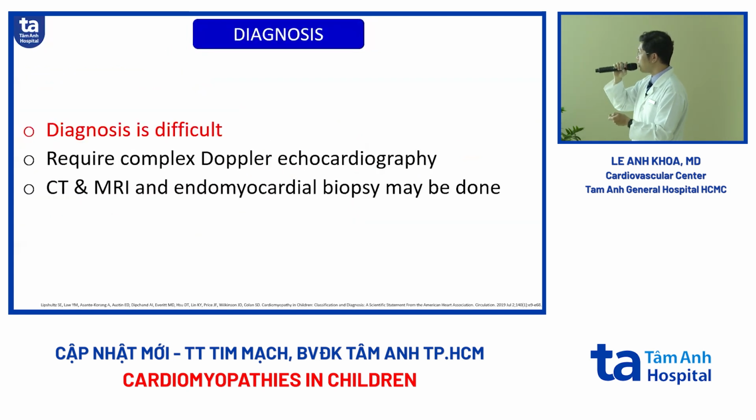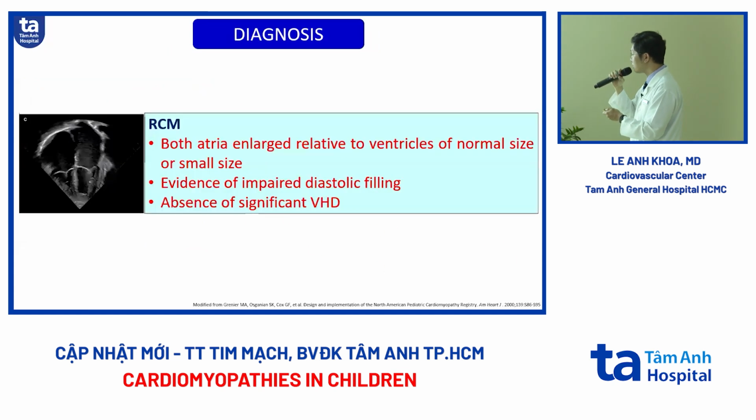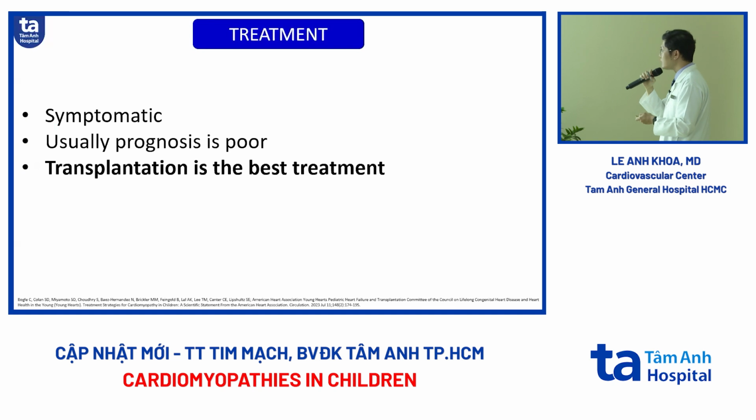The diagnosis of RCM is very difficult and requires complex Doppler echocardiography, CT and MRI, or maybe endomyocardial biopsy may be done. And this table summarizes the criteria for diagnosis of RCM. The treatment is just symptomatic, and the prognosis of RCM is poor, and transplantation is the best treatment of the RCM.